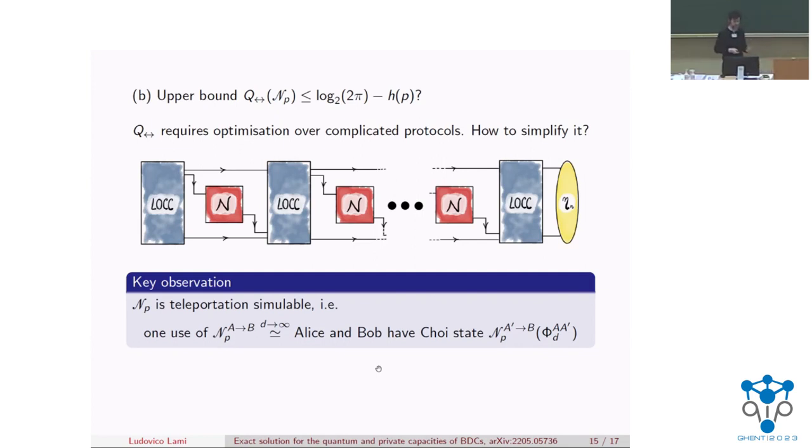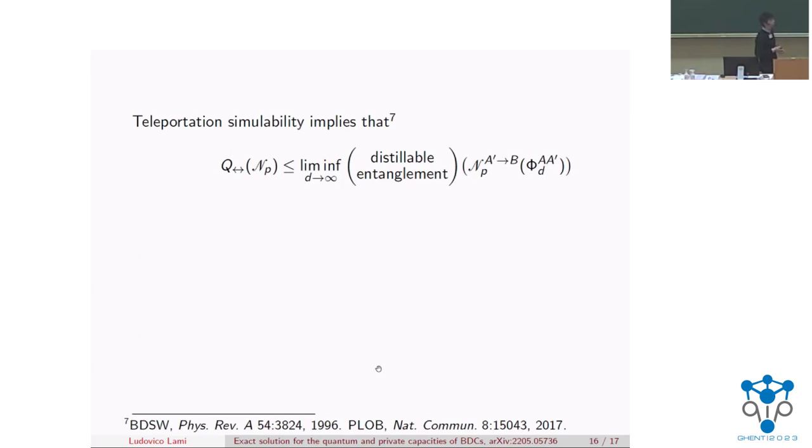And this is because they have a special kind of covariance symmetry with respect to the unitaries that pop up in the teleportation protocol. Okay, and that's basically it. Using this trick, you can say that the two-way quantum capacity is upper bounded by the distillable entanglement of the Choi state, because generating entanglement using the channel is the same as generating entanglement using the Choi state, and then you use known upper bounds on the distillable entanglement, which is the relative entropy of entanglement.